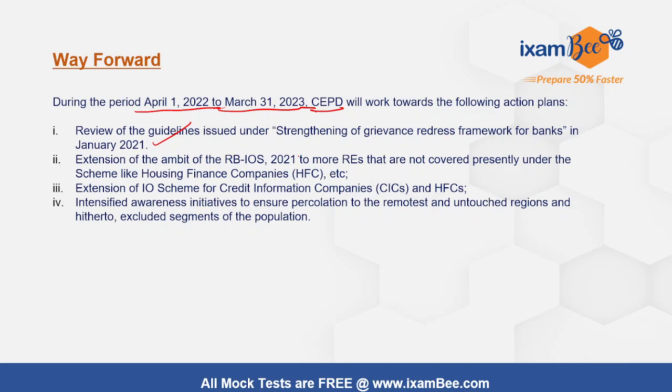And then extension of the ambit of this scheme to more regulated entities that are not covered presently. So steps have already been undertaken to cover CICs, that is credit information companies. For them regulations would be issued in due course, and also to include housing finance companies. And intensified awareness initiatives to reach the remote and untouched regions in order to include the excluded segments of population. So these steps have been highlighted as a way forward that needs to be achieved.